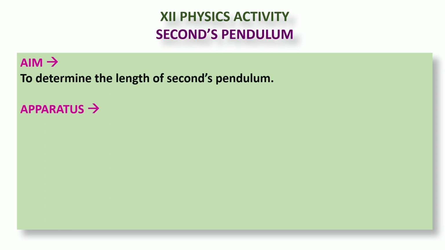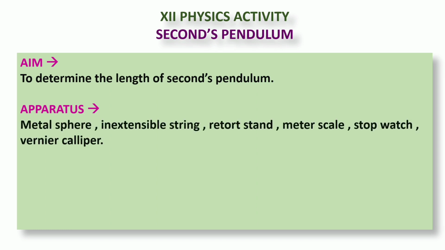Now the apparatus required for this experiment are metallic sphere, that is bob, inextensible string, retort stand, meter scale, stopwatch and vernier caliper.